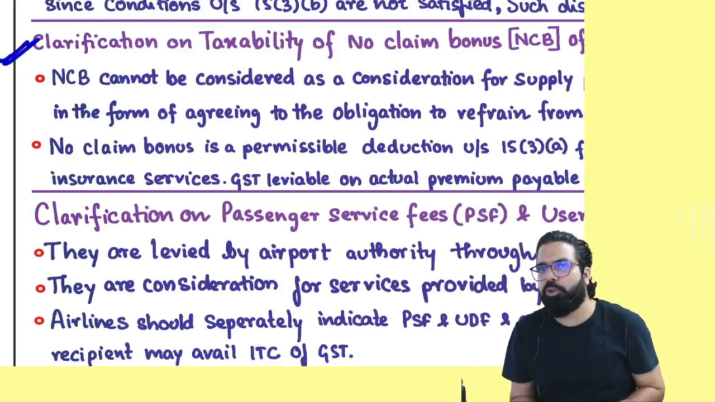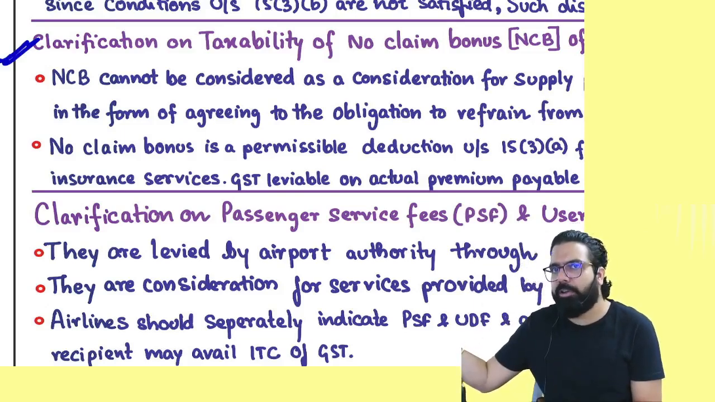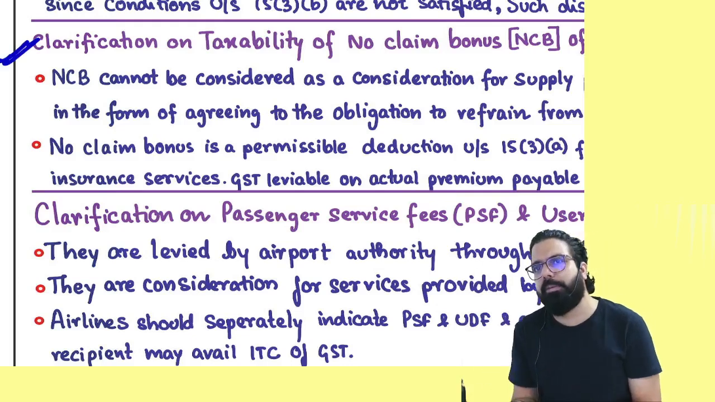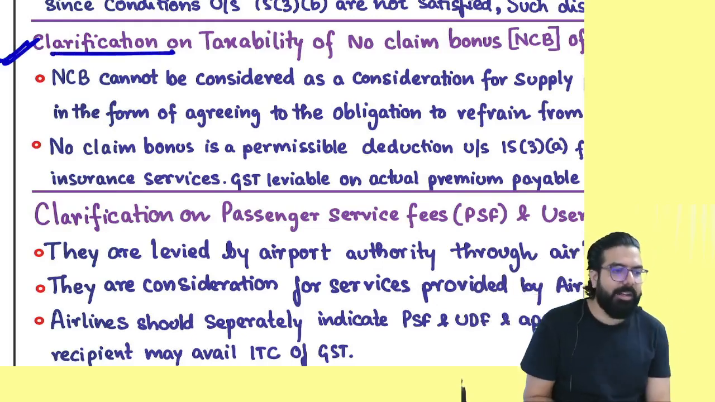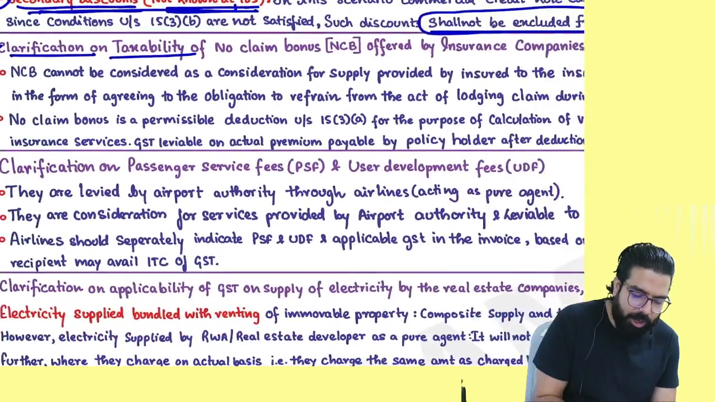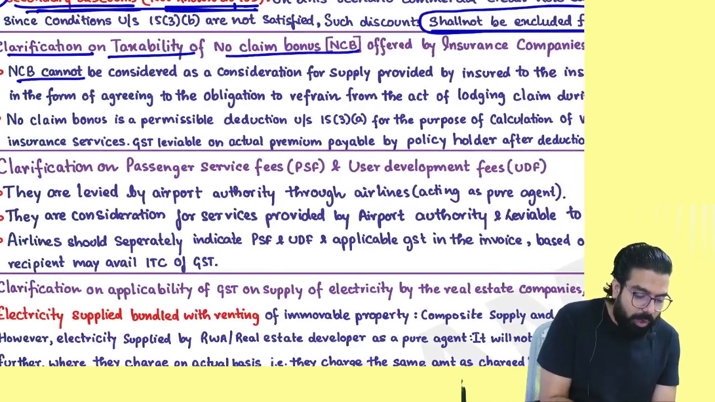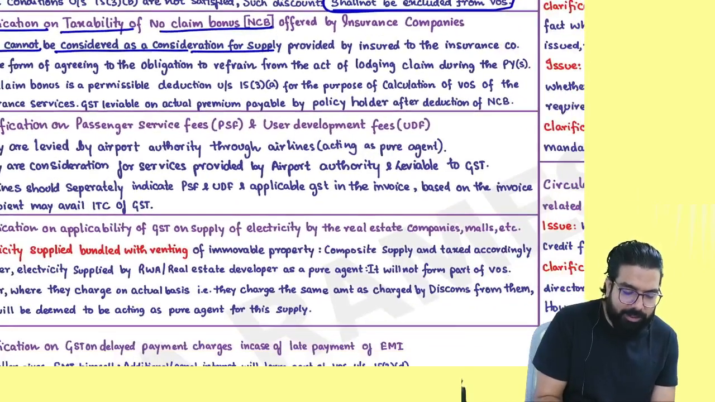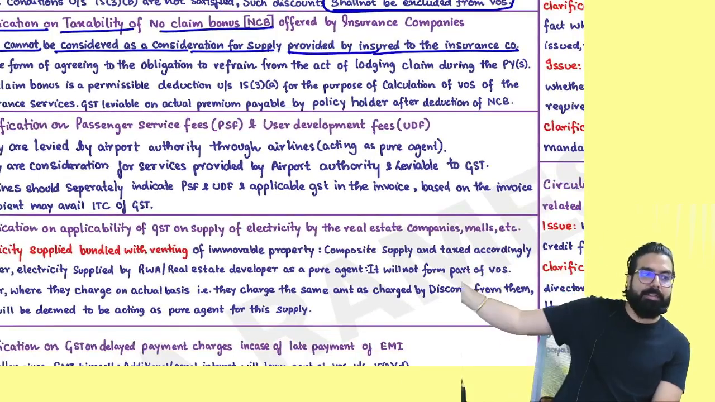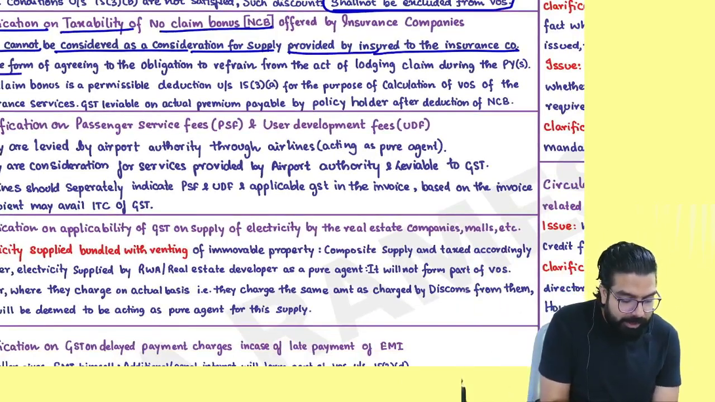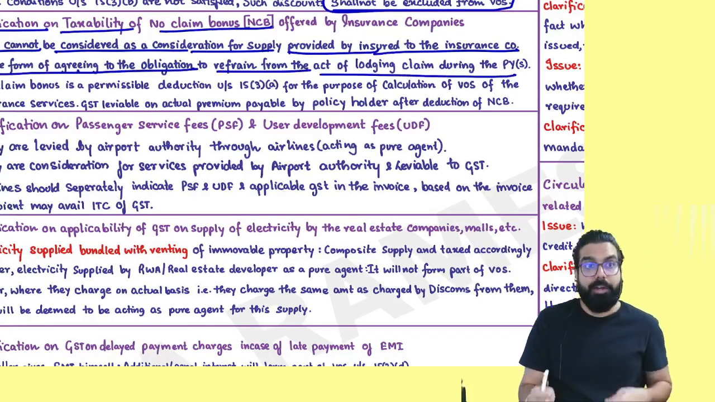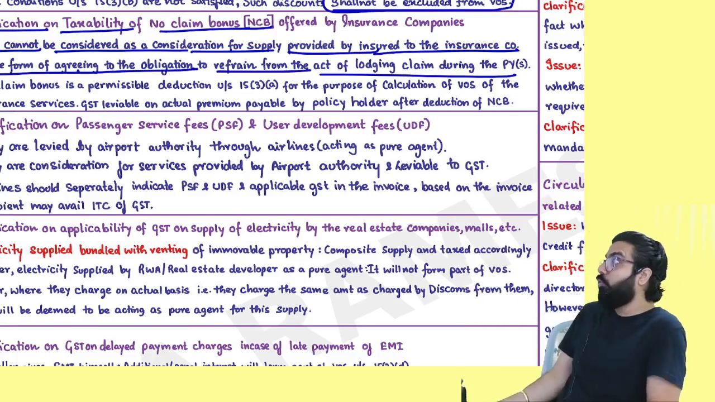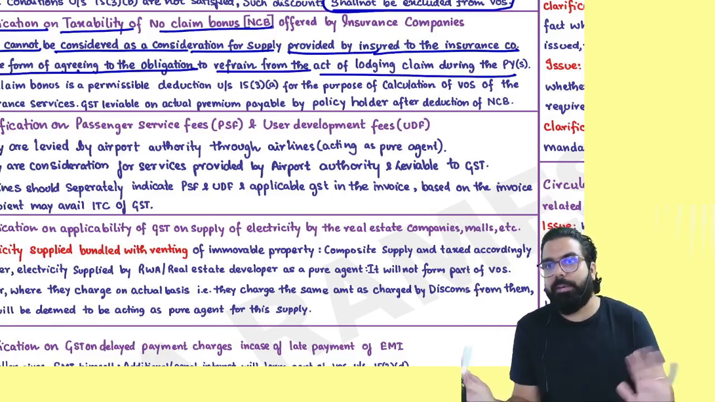People, I want to ask you again, did I give the insurance company service, or is the insurance company giving me service? The insurance company is giving me a service, and hence it is clarified on taxability of what? No claim bonus. No claim bonus cannot be considered as consideration for supply provided by the insured to the insurance company. Did I give any service? No. It says in the form of agreeing to the obligation to refrain from the act of lodging a complaint. Did I give the service of agreeing to refrain? No. I never gave the service.